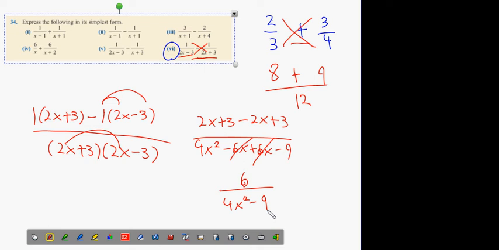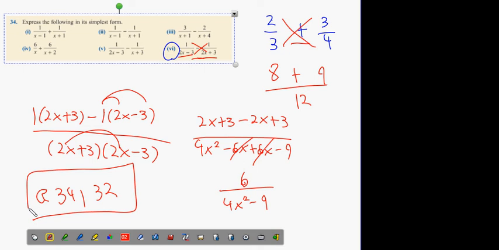Okay, for homework, what page are we on? Page 7. So guys, on page 7, what I'd like you to do for the next day is question 34. I'd also like you to do question 32. Just 32 and 34 for tomorrow. Okay guys.